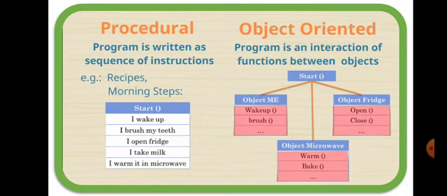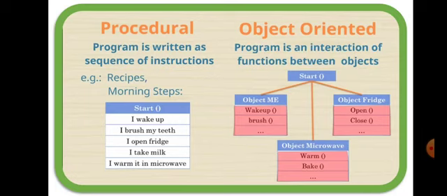And now, object oriented language. What do you mean by object oriented language? Now, a program is an interaction of functions between objects. Below you have 3 objects. One is object me. Number 2, object fridge. Number 3, object microwave. There are 2 functions in each object. Now in the steps for the morning schedule, we have 3 objects.